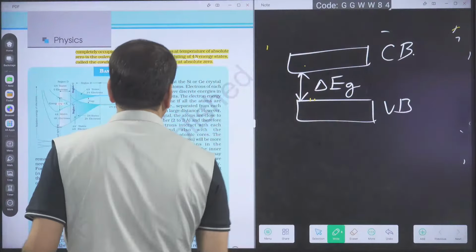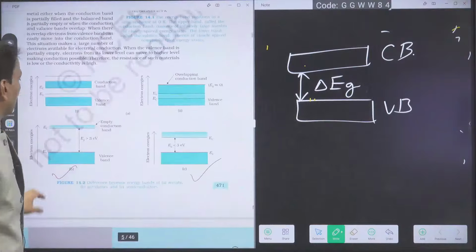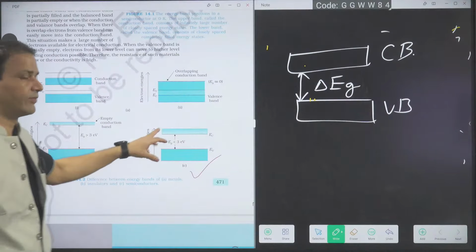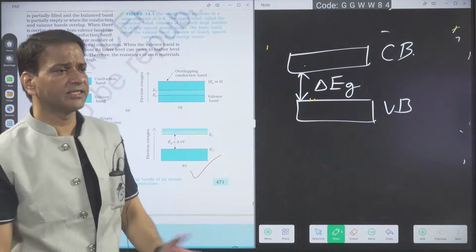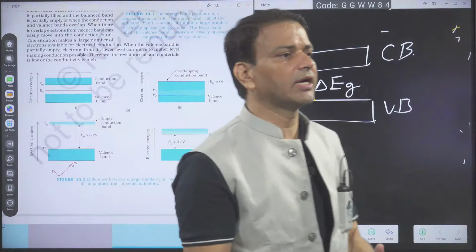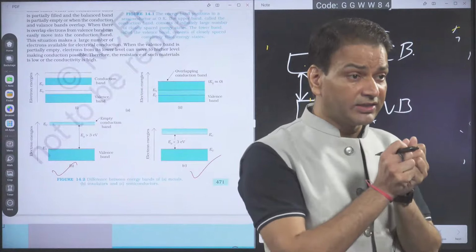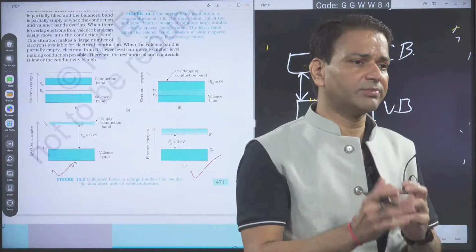The band diagram is also given here. If the energy gap is greater than 3 electron volt, then it is an insulator. Less than 3 electron volt, then we say it is a semiconductor. Overlapping conduction and valence bands, meaning the energy gap is nearly 0, we say it is a conductor. So for the conductor we can say the energy gap is very small, or 0, because the conduction band and valence band are overlapping.